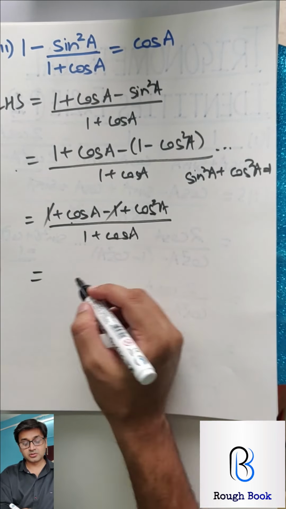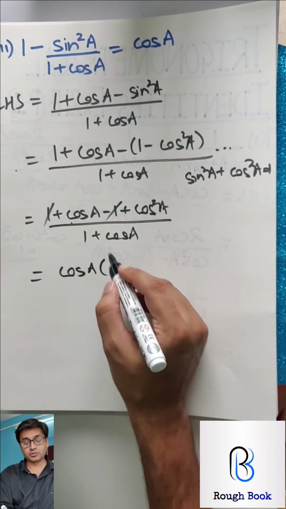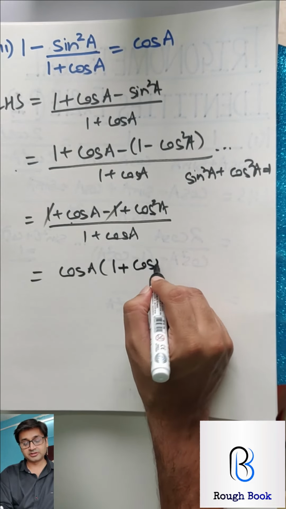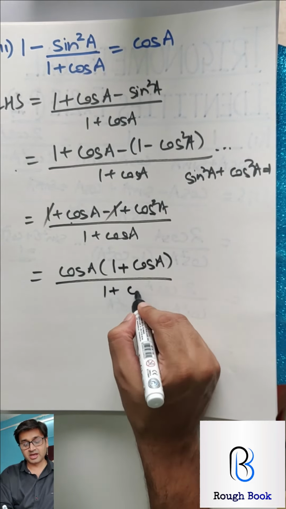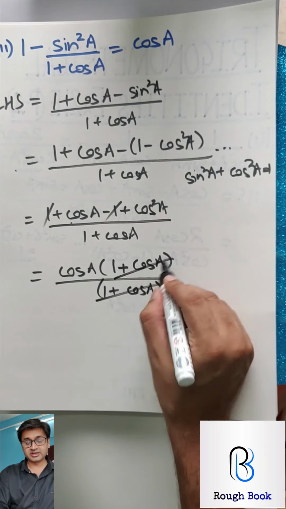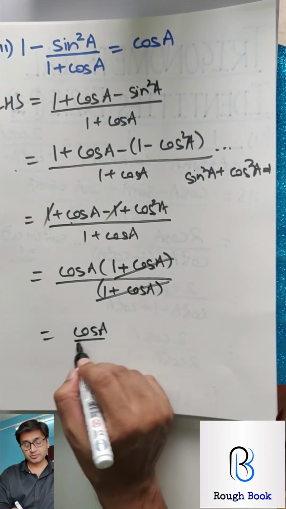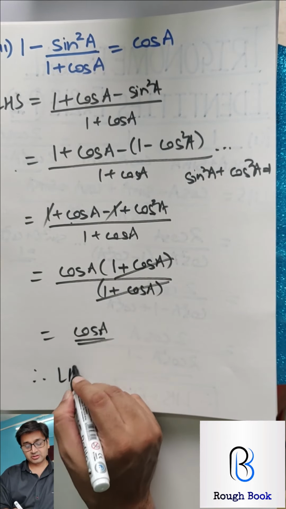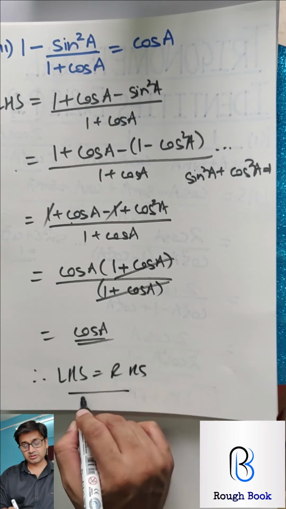So minus plus gets cancelled. What can I do with these two? I can pull out cos common. So what is left here? 1 plus cos. There you go. The magic has already happened. 1 plus cos can get cancelled and you meet your RHS. So therefore we can say LHS equals RHS.